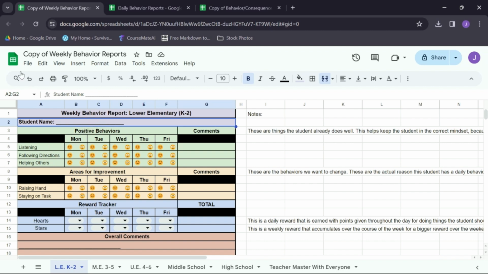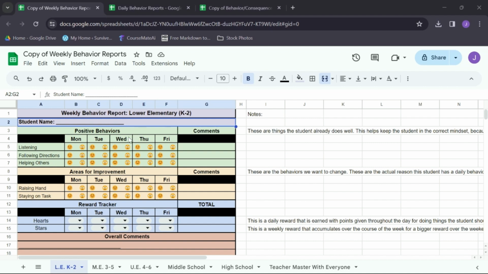Now, for each one of these categories, they're going to get a smiley face or a sad face, obviously. The positive behaviors here are listening, following directions, and helping others. And then the areas for improvement are raising hand and staying on task.